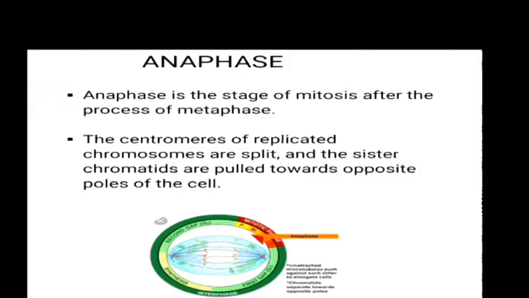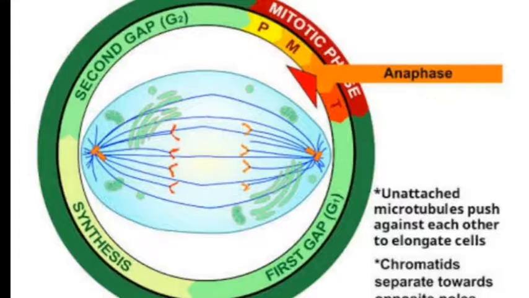Then the next phase is anaphase. The centromeres of replicated chromosomes, that is sister chromatids, are split and the sister chromatids are pulled towards opposite poles of the cell. In the metaphase, they were at the equatorial plane, but now the sister chromatids are moving to opposite poles.